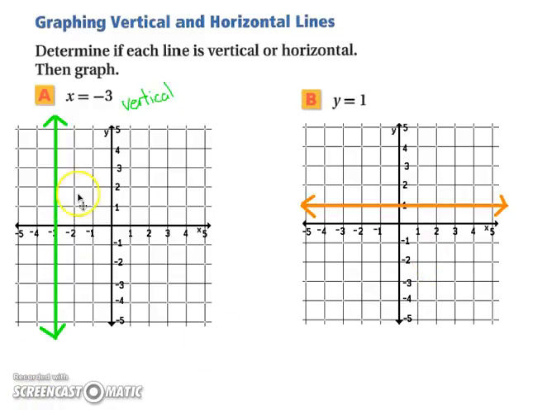Alright, so we have a nicer line for A, and then for B we have y equals 1, and all of the y values equal 1, so we have a horizontal line. So in this case it is horizontal. And that also ends our lesson on graphing linear functions.